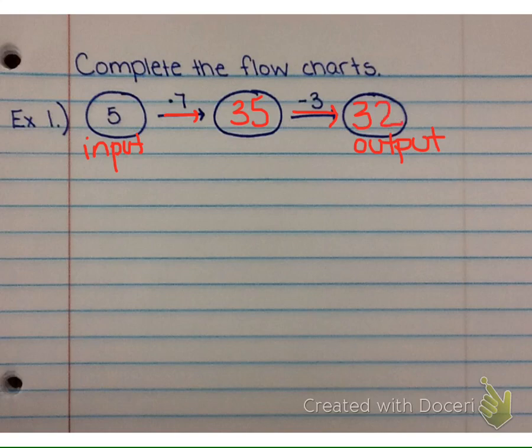35 minus 3 is 32. My output here is 32. Take a moment to copy that flowchart. Well, now what if we thought of this as an expression?